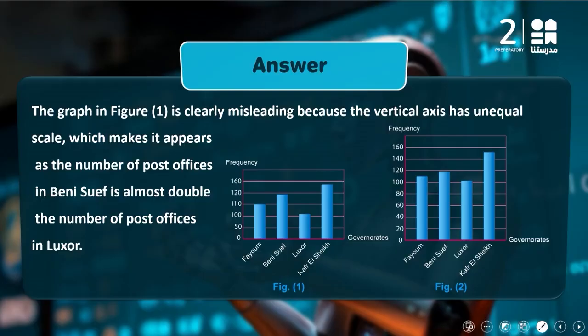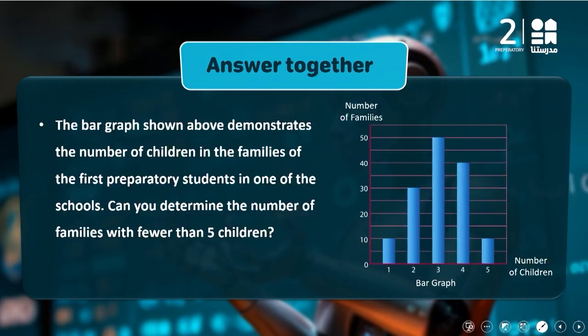In the second figure, figure number 2, we have started from 0. We have a horizontal axis representing governorates and a vertical axis representing frequency, and the scale goes the same. So figure number 2 is not misleading. Let's look at this example.